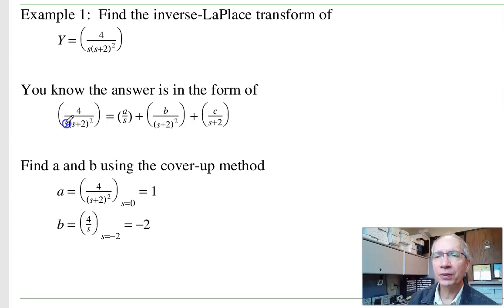As s goes to 0, a must be 4 over s plus 2 squared. A is 1. To find b, as s goes to minus 2, that'll be this guy right here. That's 4 over s. As s goes to minus 2, b is minus 2. C is a little bit harder. There's a couple ways to find c. The method I like is place over a common denominator and match coefficients.